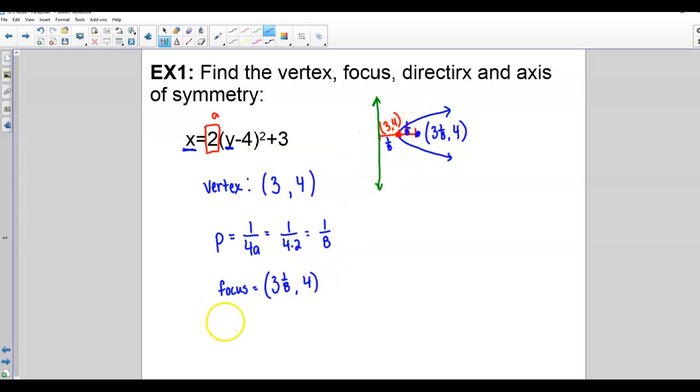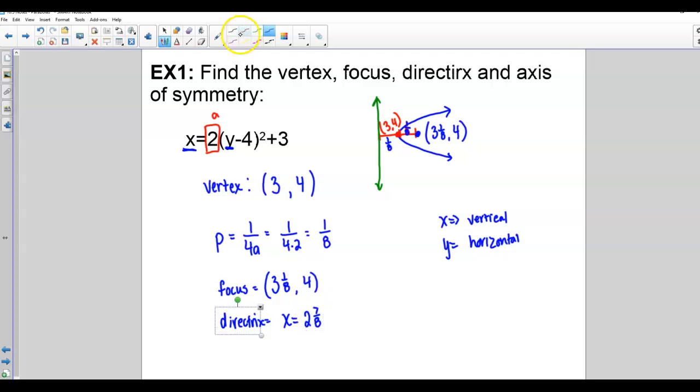For our directrix, we have a vertical line here, and that vertical line is going to have an equation that's x equals. Remember, x equals is vertical, y equals, that's horizontal. Okay, so my x-coordinate here, I'm at 3. When I'm right here at the vertex, I'm going to have to go to the left 1/8, which means I'm going to have to subtract 1/8. So I'm going to get 2 and 7/8 for my directrix.